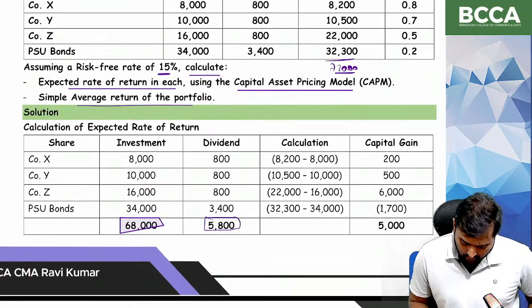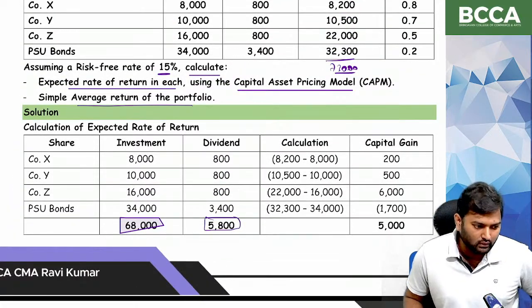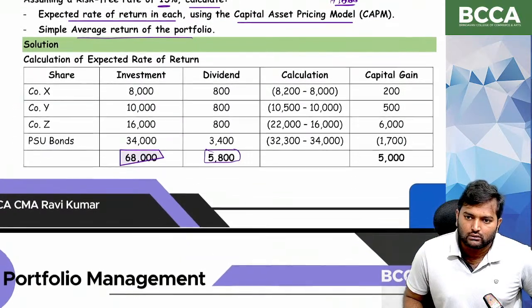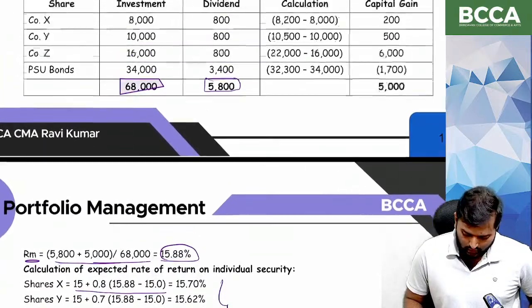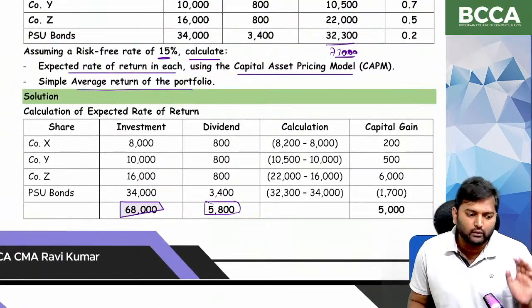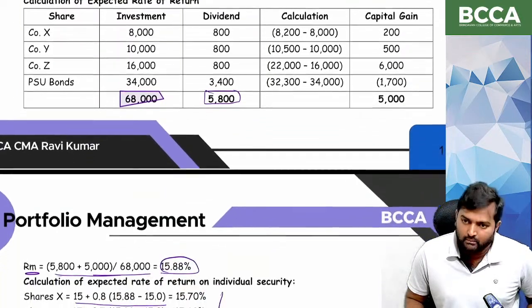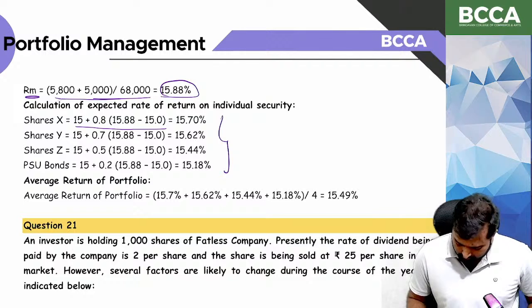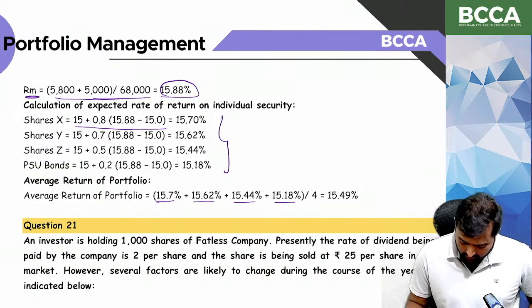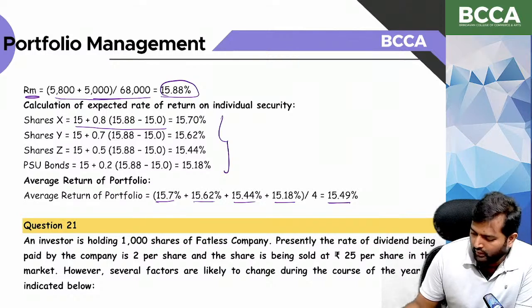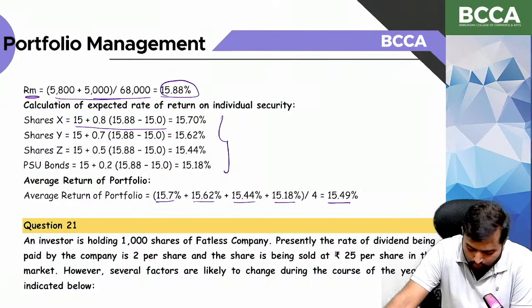And what is the second part? Simple average return of the portfolio. We need not do the weighted average. If in the question they are asking to calculate the return of the portfolio, then you have to do the weighted average. But here in this question, he is asking simple average return of a portfolio. So that's why 15.7 plus 15.62 plus 15.44 plus 15.18 divided by 4. The final answer is 15.49 percent. Go through the answer.